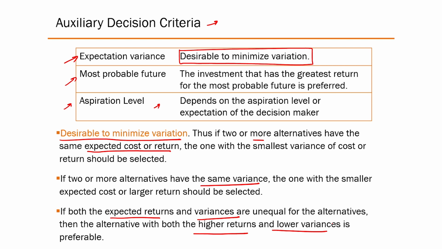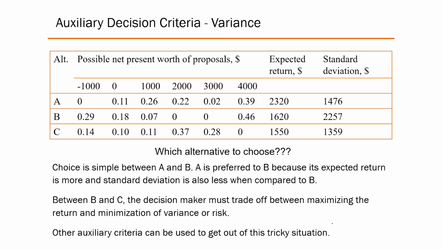the time. Okay? So, for example, let's look at an example here. Let's say these are alternatives A, B, and C. The possible net present worth of these is minus 1000, 0, and so on, and their probabilities have been given to you. So this is the input information. The probability that alternative A will give you a net worth of minus $1,000 is 0. It will give you a net worth of 0 with probability 0.11. Similarly, it will give you a net worth of $4,000 with probability 0.39. Right? Similarly for B, similarly for C, the output has been given.